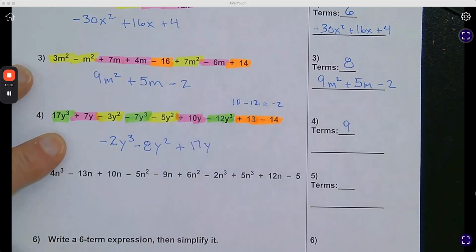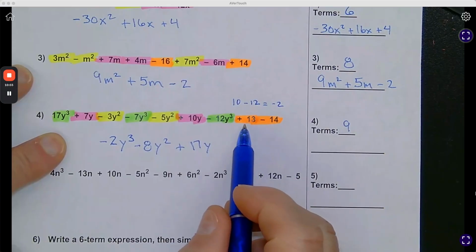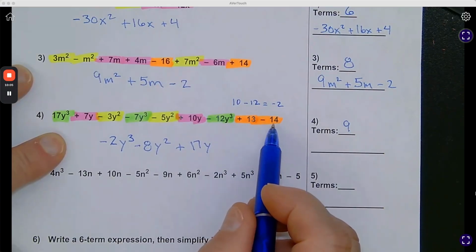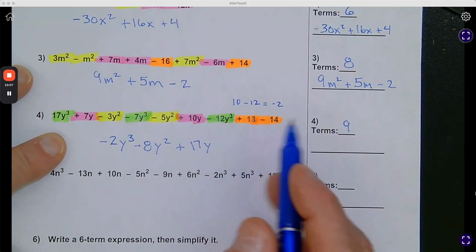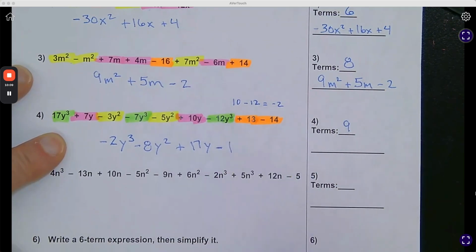And then the last thing is the constants. A positive 13 minus 14. Notice I have one more negative than positive, so it's minus 1.